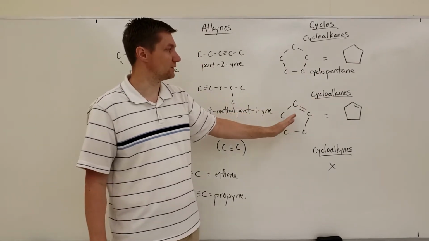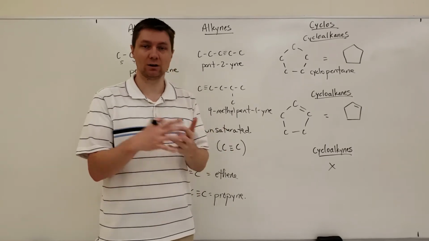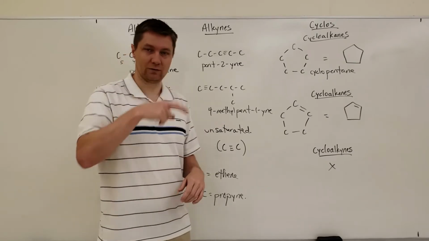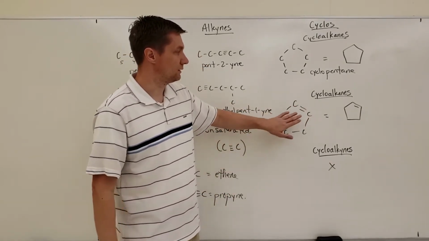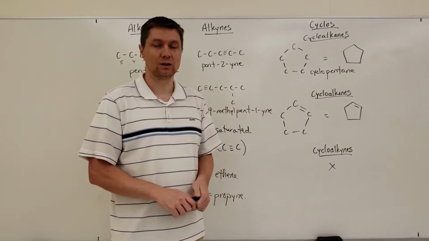Also this guy right here, cycloalkenes. Alkene means that it's got a double bond in it. Cycloalkenes means that it's got a double bond in it and it's connected in this circular formation again. So you can see this diagram right here is my cycloalkene. This would be cyclopentene.